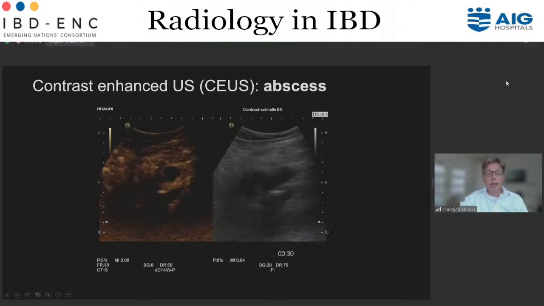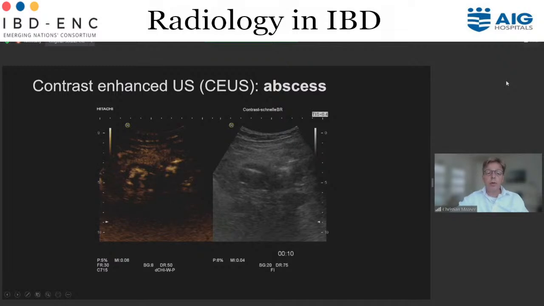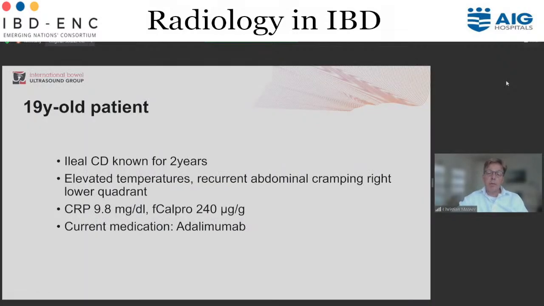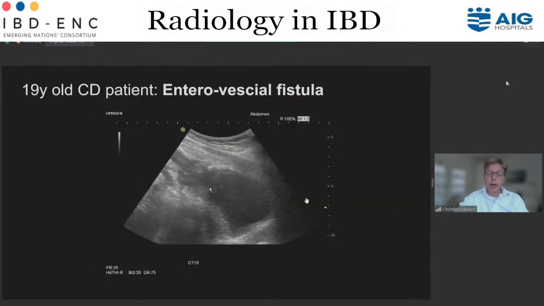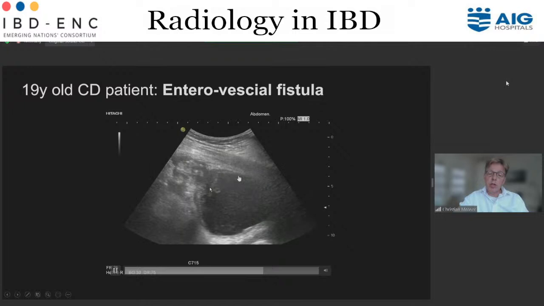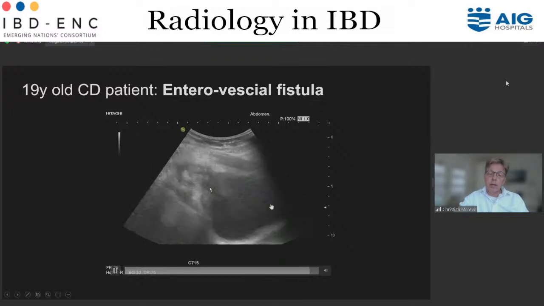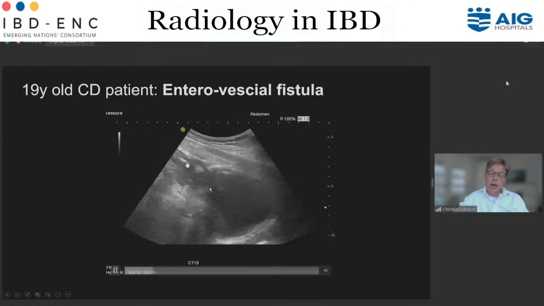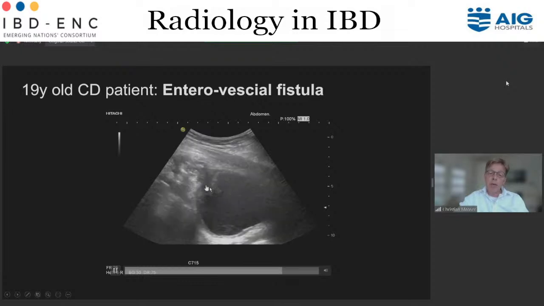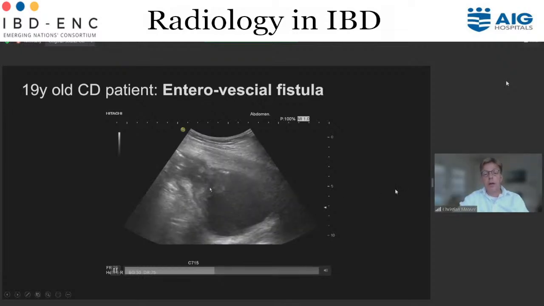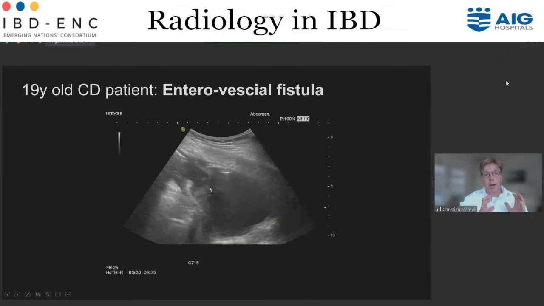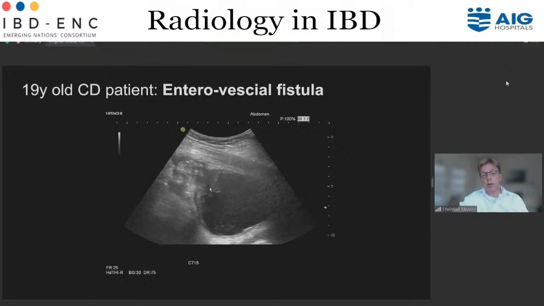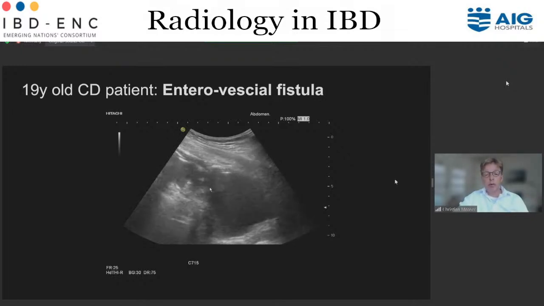Two more cases. 19-year-old patient, ileal Crohn's disease, known for 2 years. Elevated temperatures, recurrent abdominal cramping, right lower quadrant, slightly elevated CRP and calprotectin, and on adalimumab therapy. Now we look here at the bladder of the patient, and we know she has an ileal disease, and you see here this bladder is completely normal, the surrounding here, and there's an interruption right here. This is an enterovesical fistula with air bubbles in here. This is the darkest tract right here. So by intestinal ultrasound, you could clearly depict the ileal disease, and then the enterovesical fistula, meaning that this patient had to go for surgery.